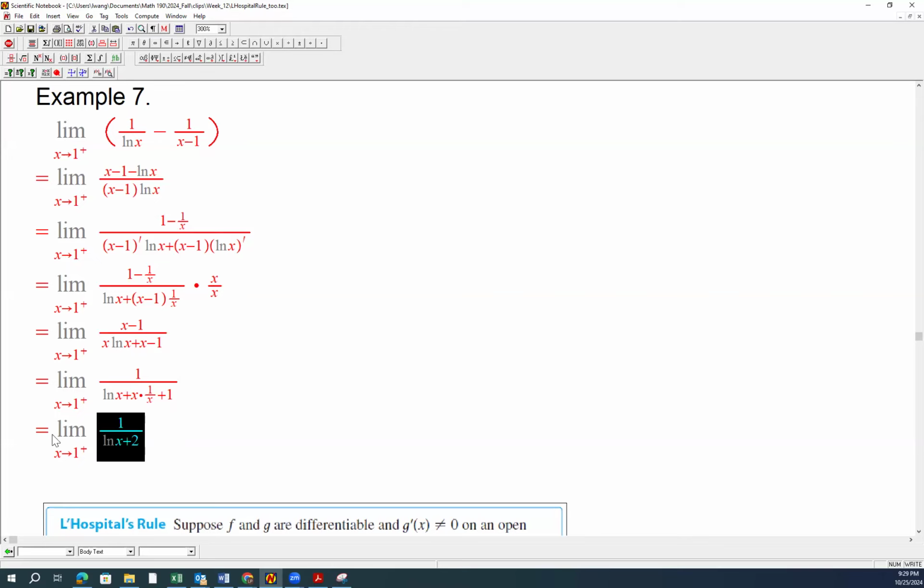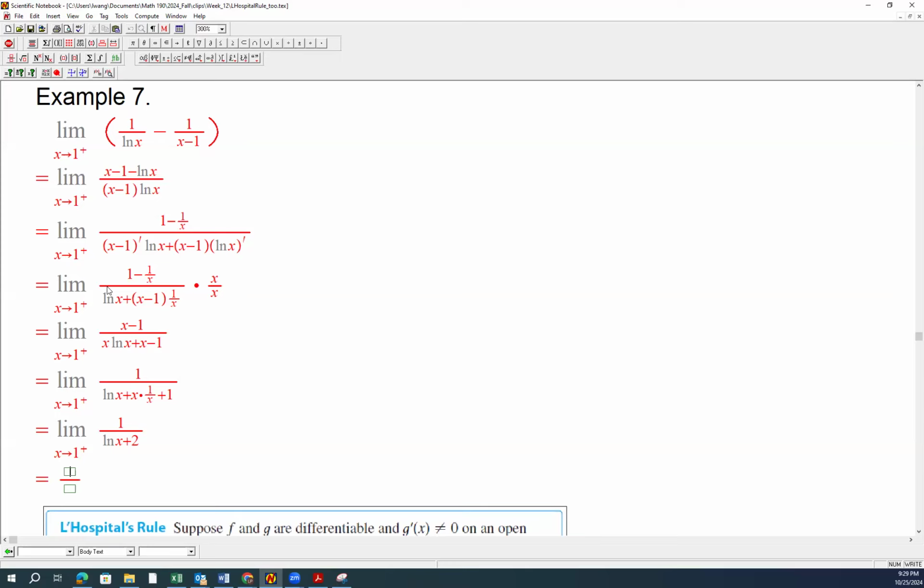And can we do direct substitution? Yes, we can do direct substitution because the function is a continuous one at 1. So we get ln 1 plus 2. ln 1 is equal to 0. So we get 0 plus 2. The final answer is going to be 1/2.